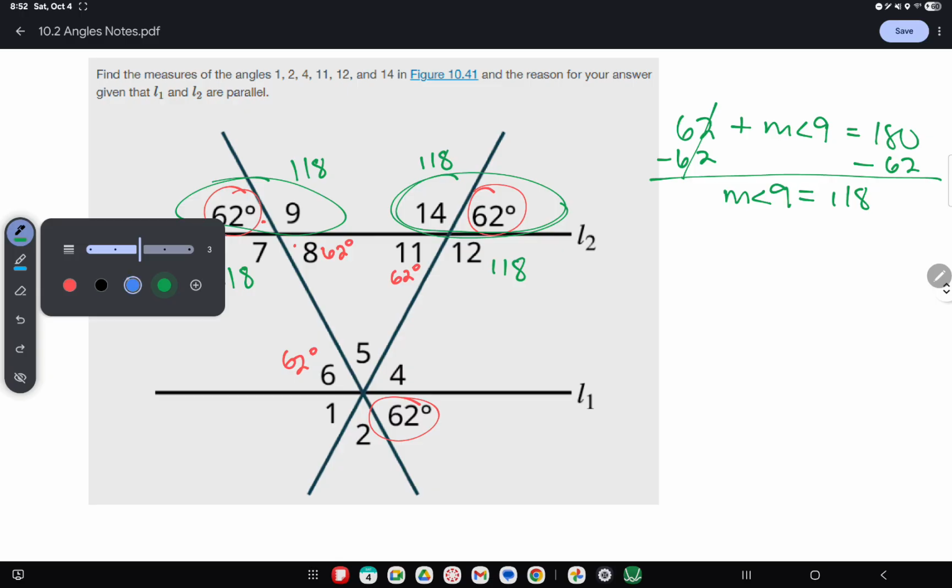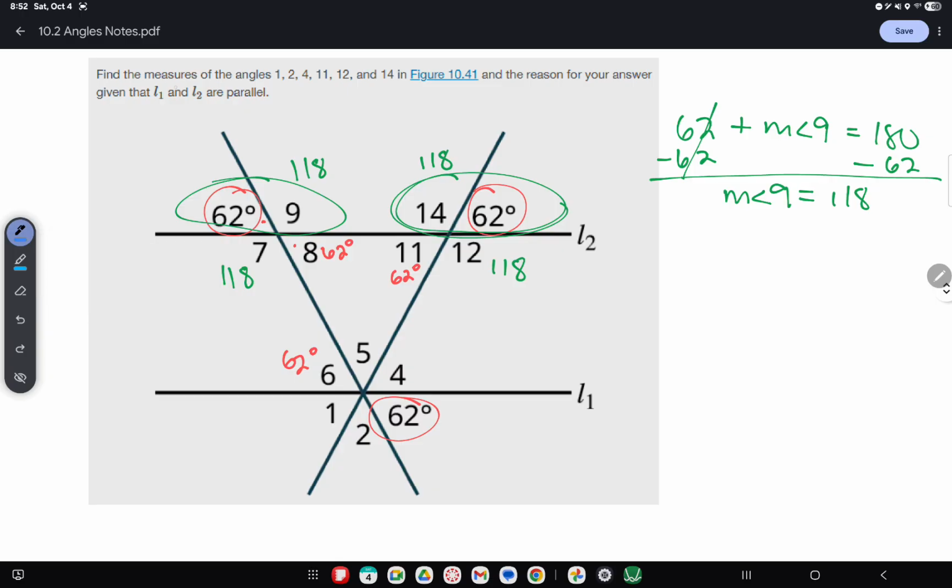Now we're going to use some different relationships for this next one, because it tells us that line 1 and line 2 are parallel. So I could probably use some other relationships here. So what I see is that I have 4 angles here. 1, 2, 3, 4. And I see that this angle here would correspond to this angle here. So that means they would have to be the same.